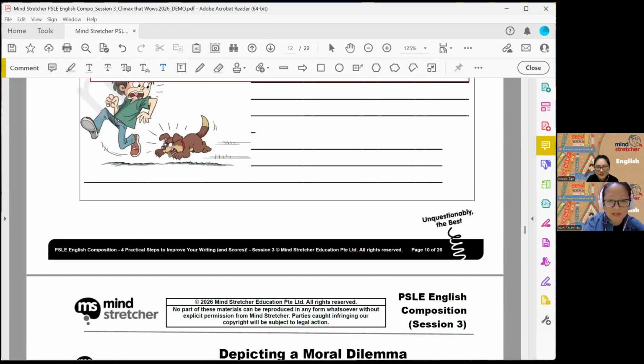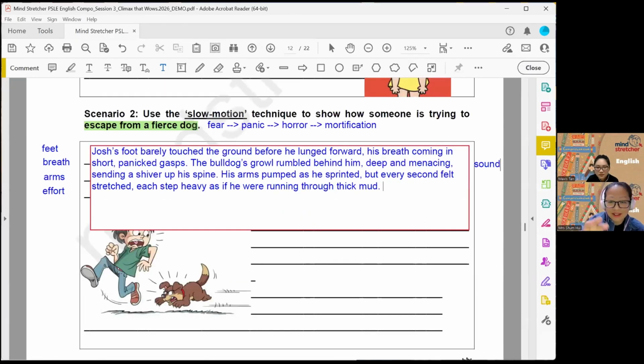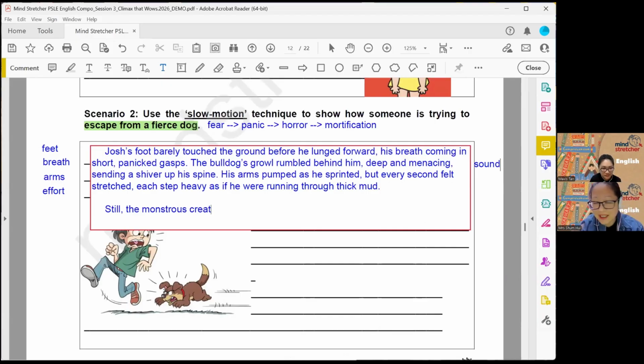So here you are running and running, still running. Then let's move to the next one. So you run out of time or energy, what happens next? You can say, still, the dog was relentless in its pursuit, or the monstrous creature was relentless in its pursuit. So this is a trick also. If you have a very frightening dog, yes, it's a dog, but don't keep calling it the dog because it sounds so adorable. So you can say, still the menacing creature or the monstrous creature continued relentlessly in its pursuit. I think that's enough to frighten the wits out of any child already.